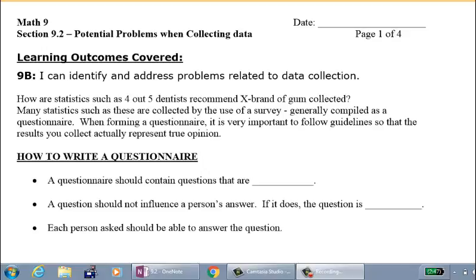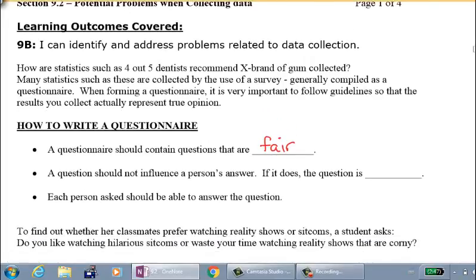So, how should you go about writing a questionnaire? Well, a questionnaire should contain questions that are fair. You don't want things that are tilted to one slant. So a question should never influence a person's answer. If it does, we call these questions biased. And each person asked should be able to answer the question. It's no fun when you ask a person to answer and they say, I don't get what you're asking, or I have no idea. So you want to ask questions that people can actually answer.